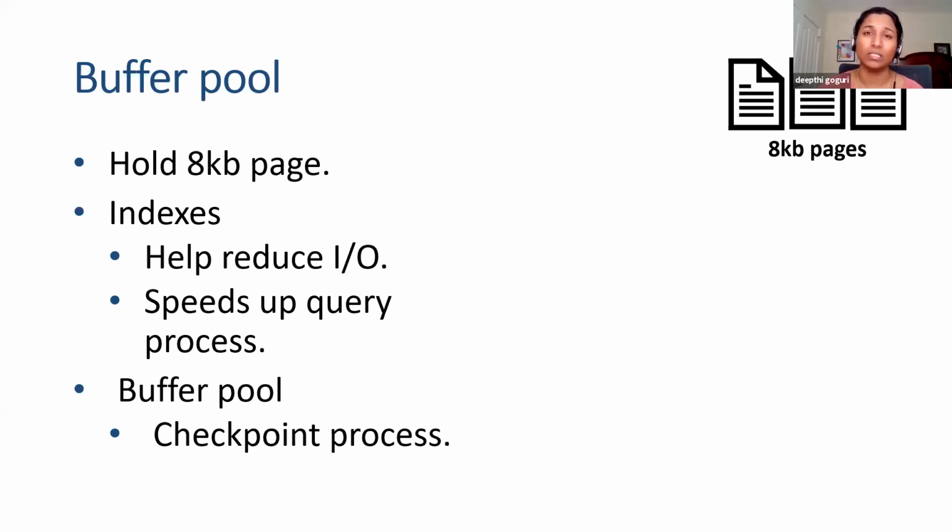But what if you put a clustered index and non-clustered index on top of the heap table? Now the buffer pool only has to grab some of the pages into the buffer pool, which will help reduce the IO, right? These indexes will help reduce the IO as well as speed up the query process. Now, how does the buffer pool get managed?